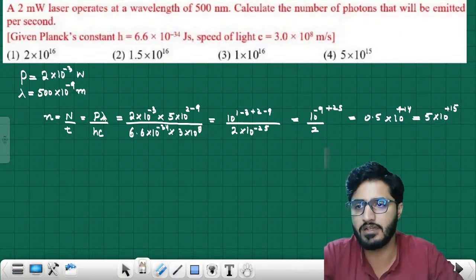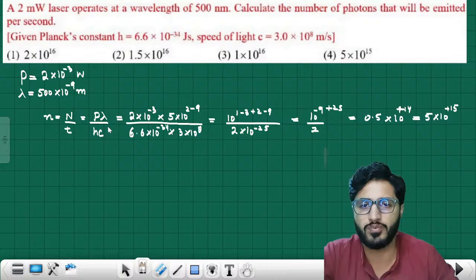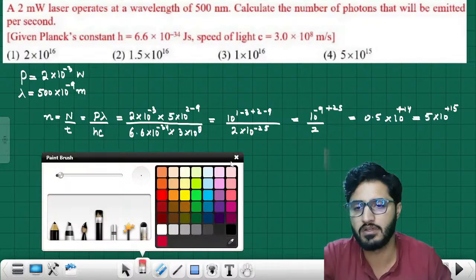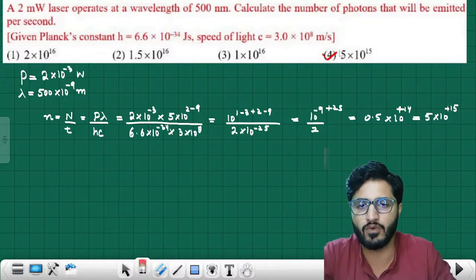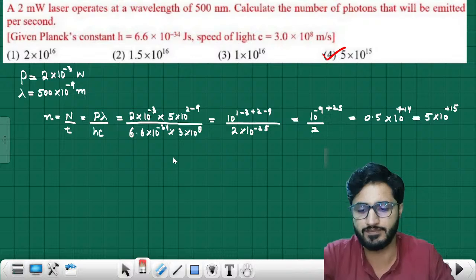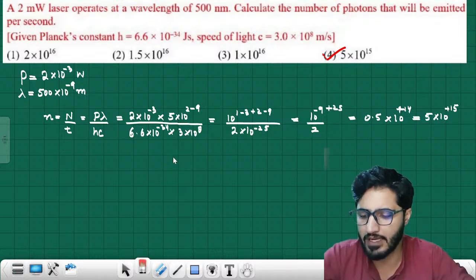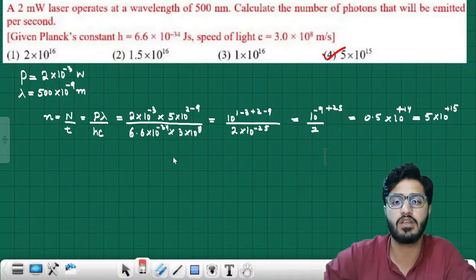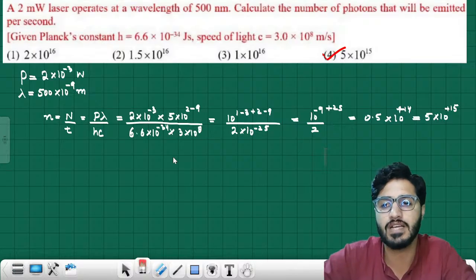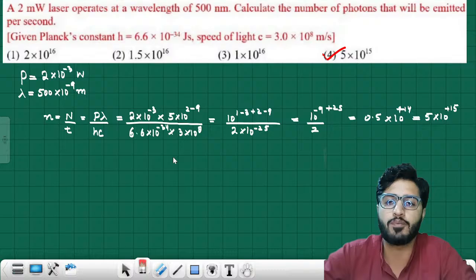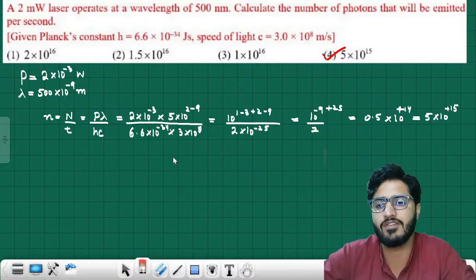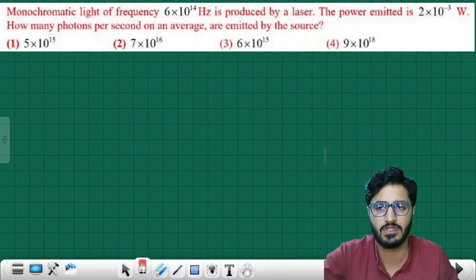So as you can see, option number 4 is my answer. You will find this type of numerical in your examination, and you need to be very good with the calculation part. How is it 2 into 10 to the power minus 25? In yesterday's class, when you do the calculation of 6.6 into 10 to the power minus 34 into 3 into 10 to the power 8, you will get 2 into 10 to the power minus 25. Done.